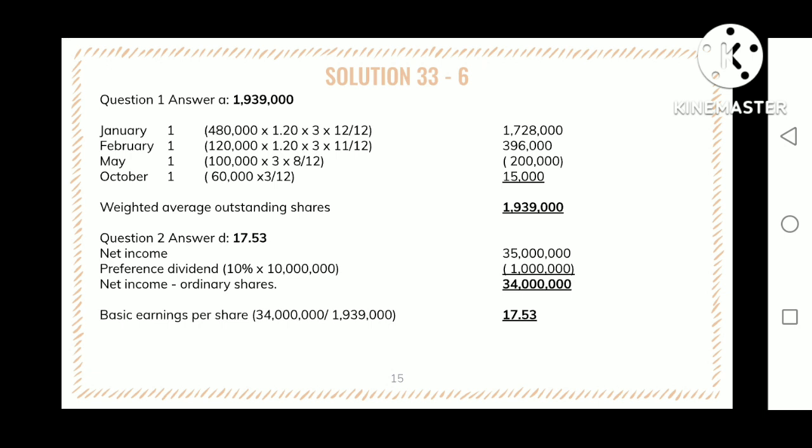On January 1, we have 480,000 ordinary shares times 1.20 because we included the 20% share dividend, times 3 for the share split, times 12/12 for its effectivity, amounting to 1,728,000. On February 1, we have 120,000 issued shares times 1.20 times 3 times 11/12, amounting to 396,000. On May 1, we have acquired 100,000 treasury shares times 3 times 8/12, or 200,000. It is a deduction because it is treasury shares. On October 1, we have 60,000 reissued treasury shares times 3/12, giving us 15,000. Amounting to a weighted average outstanding shares of 1,939,000.